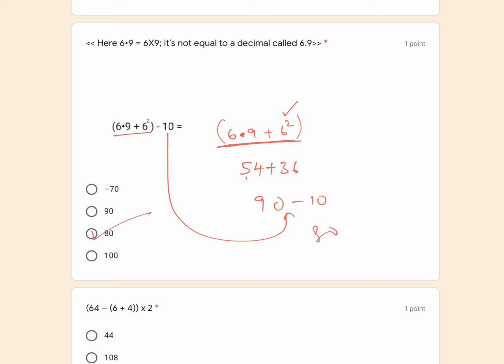80 is the answer. This has been given wrong in the quiz as minus 70, but no need to worry, we have updated and you got the extra marks for that.